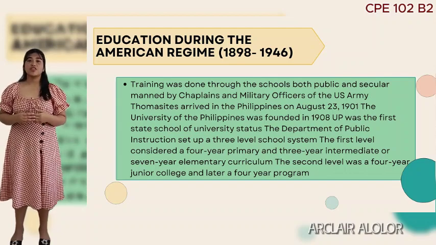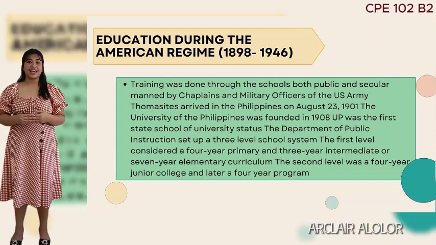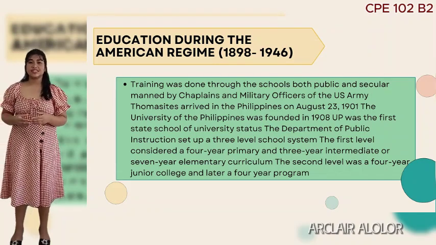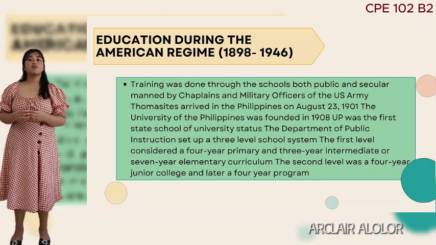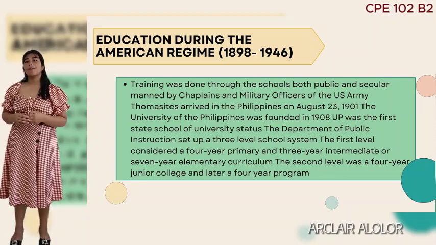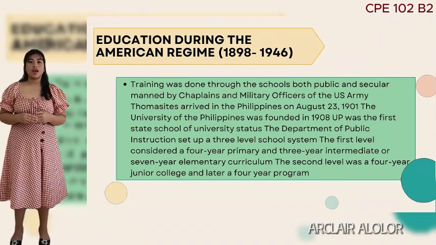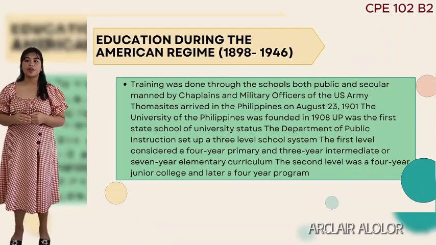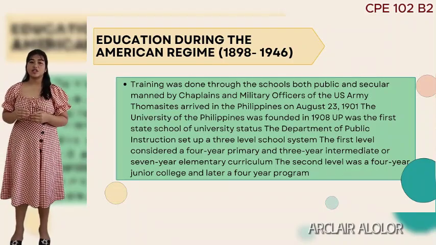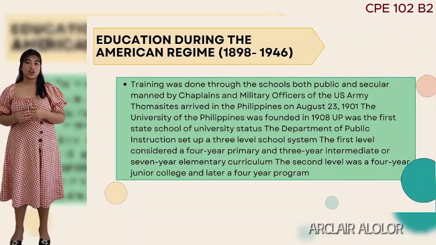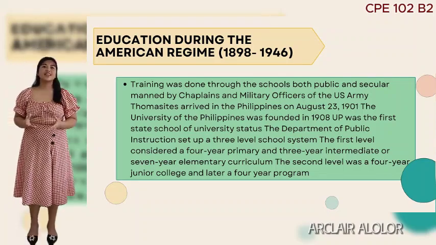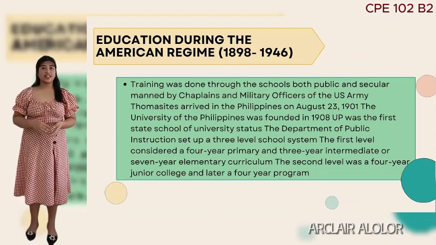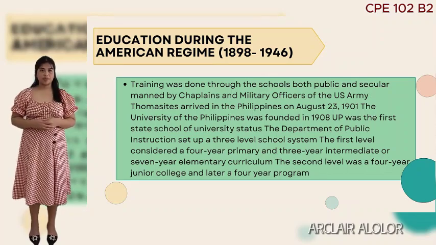The University of the Philippines was founded in 1908. UP was the first state school of university status. The Department of Public Instruction set up the three-level school system. The first level consisted of a 4-year primary and 3-year intermediate, or a 7-year elementary curriculum. The second level was a 4-year junior college and later a 4-year program.